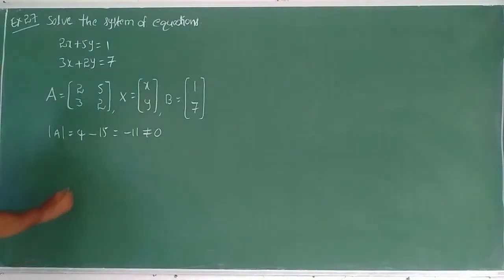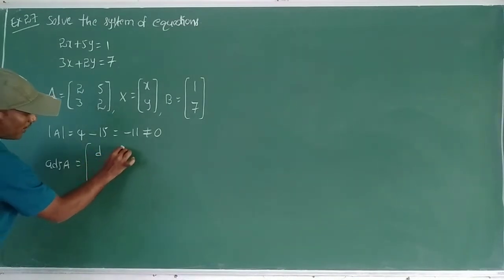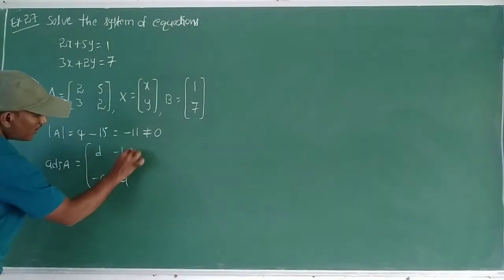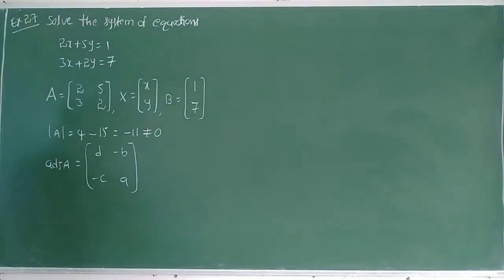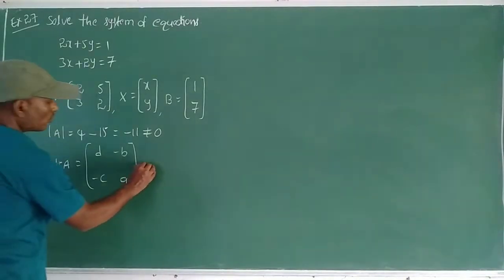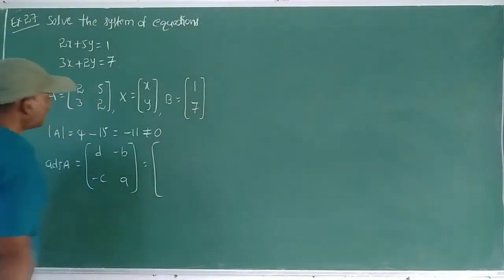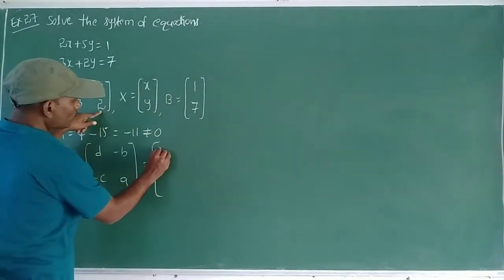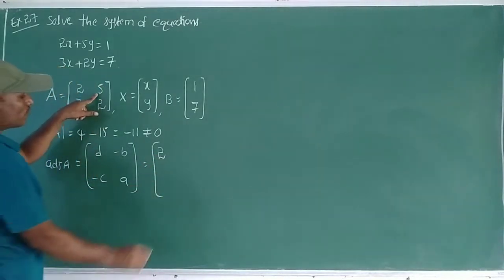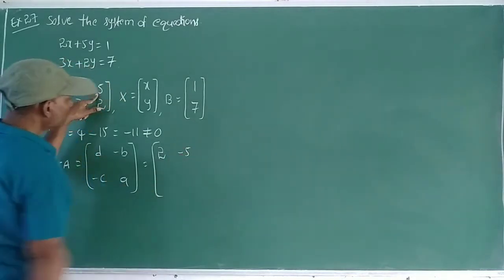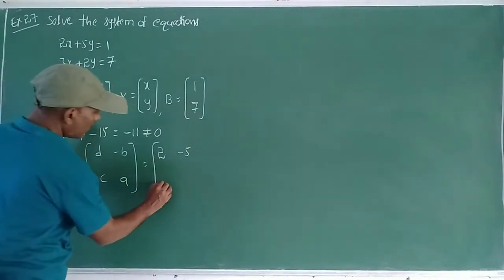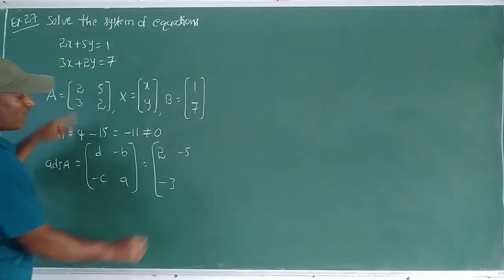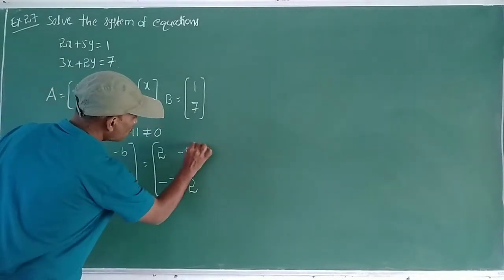Okay. Next, adjoint A. Adjoint A equal to the formula: D, minus B, minus C, A. First D. What is D? B value 5, minus B, minus 5. Next, minus 3, minus 3. Next, A value 2. This is adjoint A.